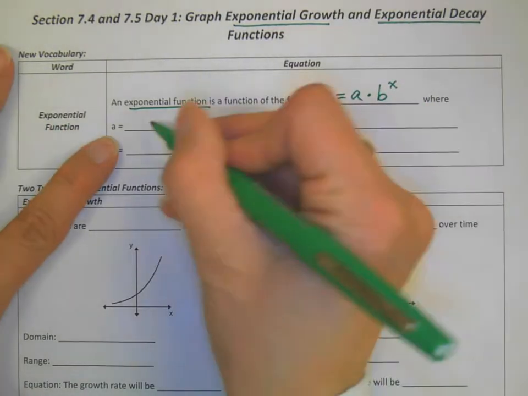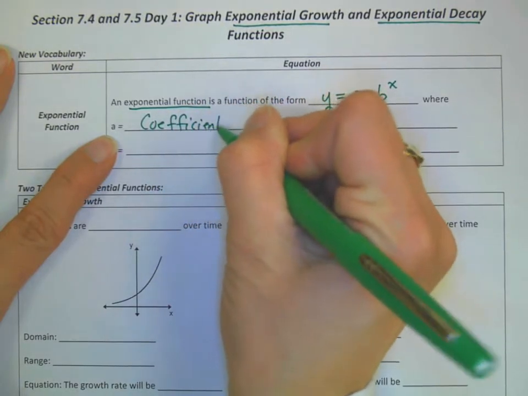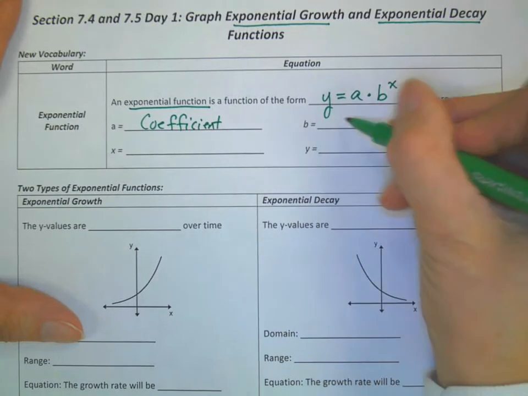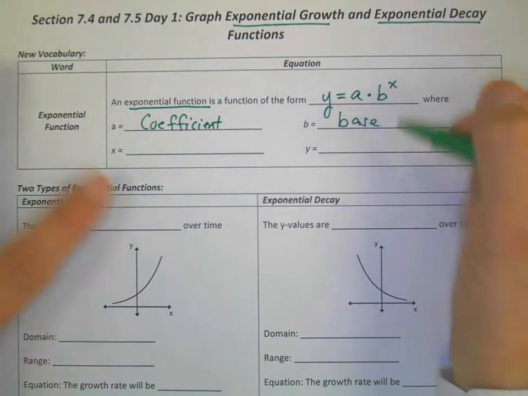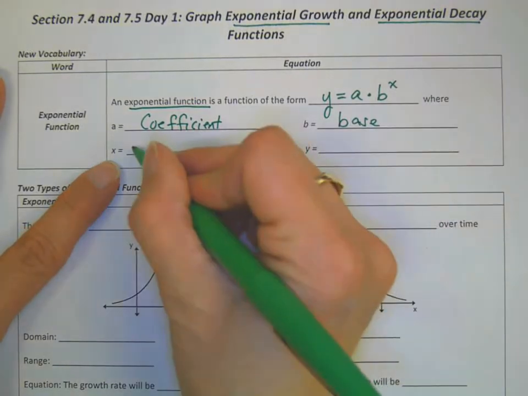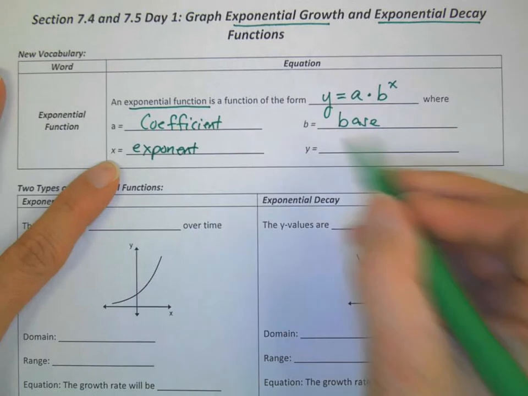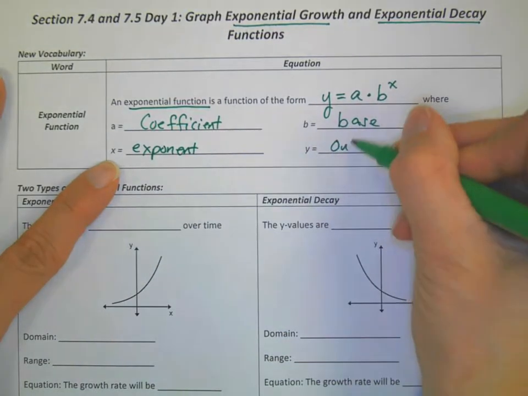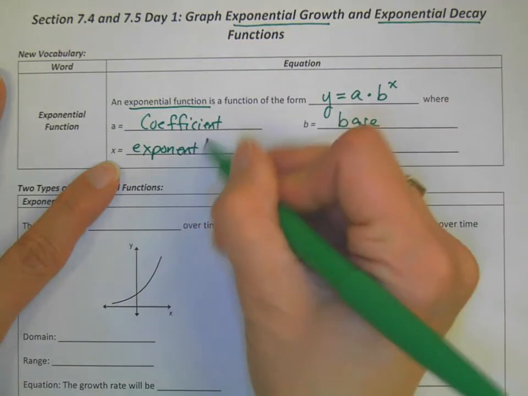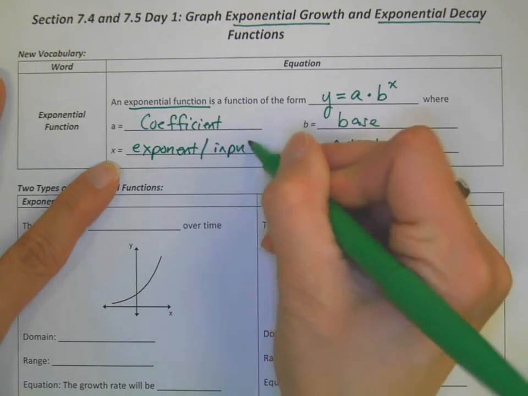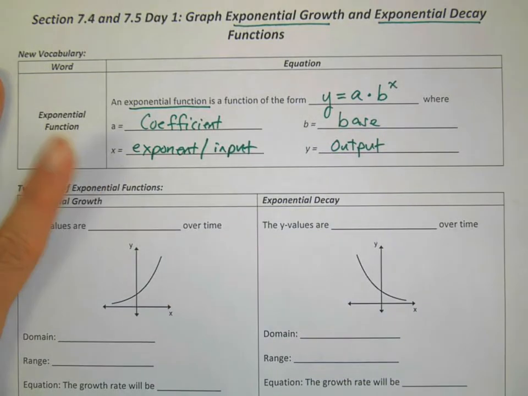So what's the a? The a is the coefficient, and b is the base. That's right, base. X is the exponent, or you can say power, and y is the output. Now, if y is the output, you could also say that x is the input. That's where you're going to put the values in, do the calculation, and see what you get out.